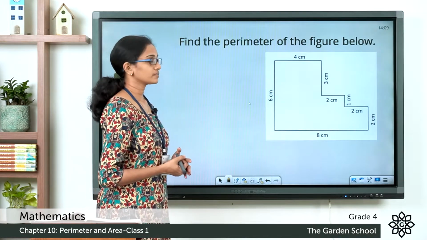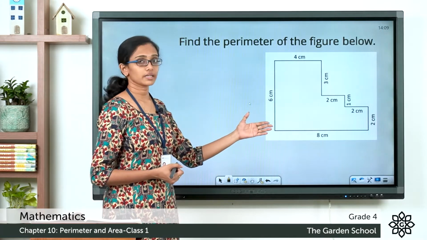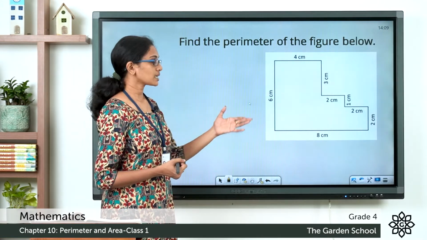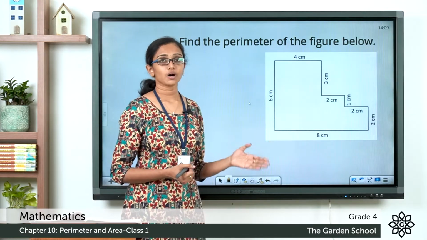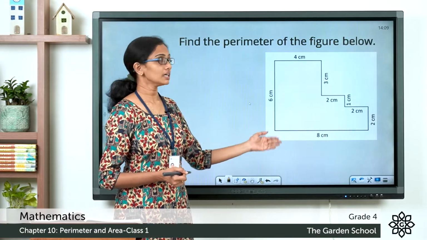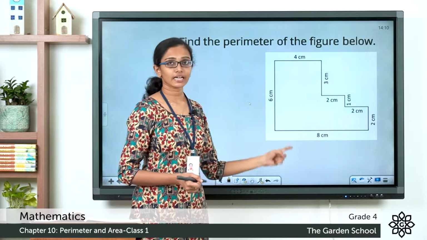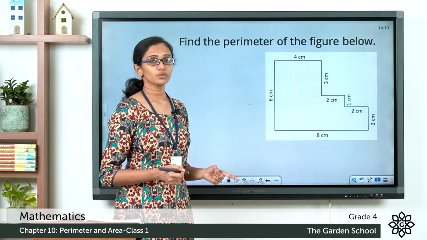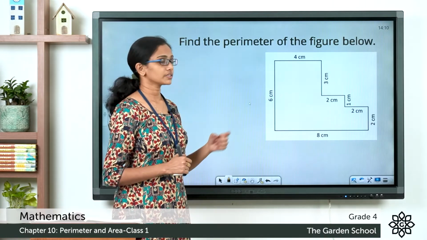Find the perimeter of the figure given below. So here you have a figure. It is neither a rectangle nor a square, but it is a polygon with straight sides. So how do we find out the perimeter of this figure? The perimeter of this figure is equal to the sum of the lengths of all its sides, and the lengths of all the sides are given in the figure. So what you have to do, just add up all these lengths and you get the perimeter of this figure.